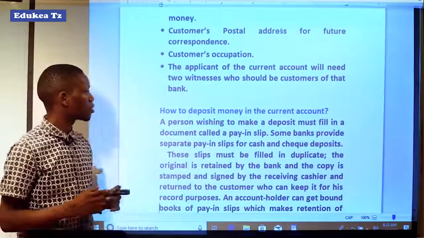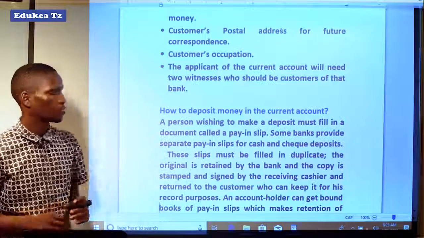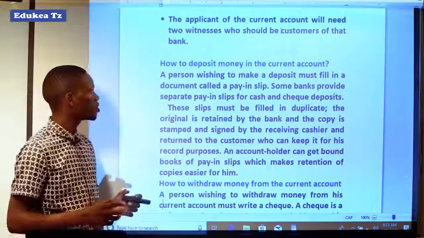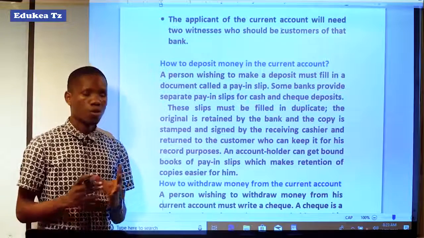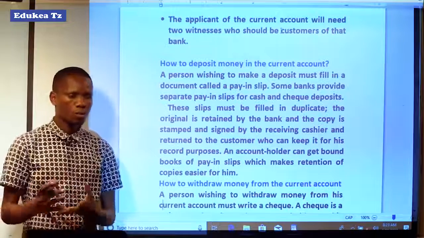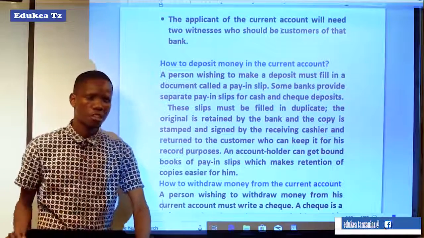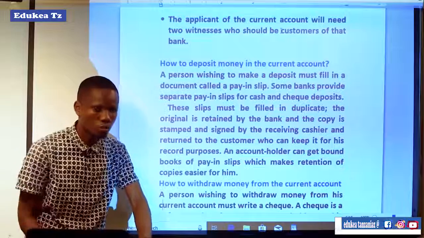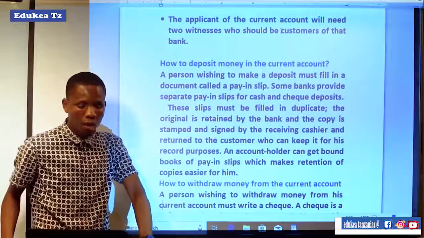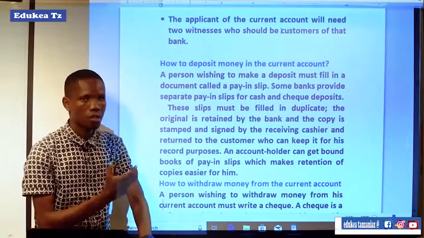Also, the applicant of the current account will need 2 witnesses who should be customers of that bank. So there is a need for the applicant to have 2 witnesses. It means the people who are supporting, or who are going to assist or to provide more information about the person who is demanding to open this current account in these commercial banks. And both of these witnesses must be customers of the particular bank.